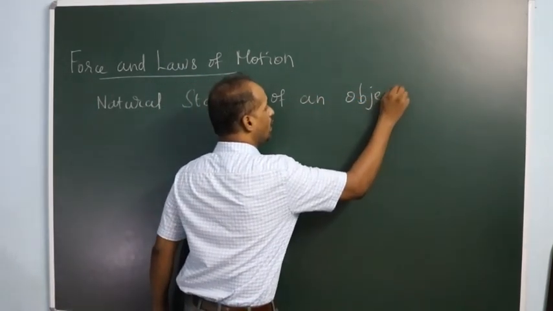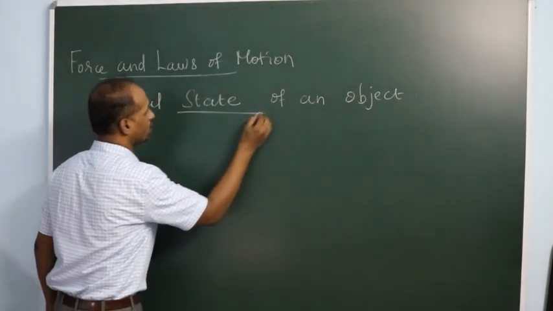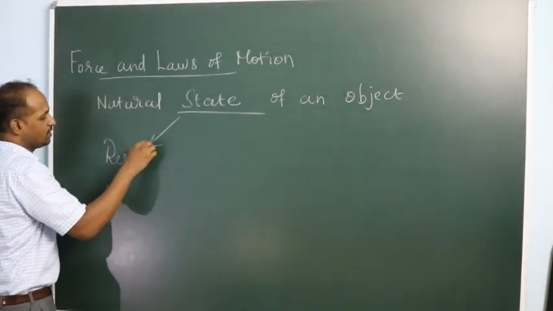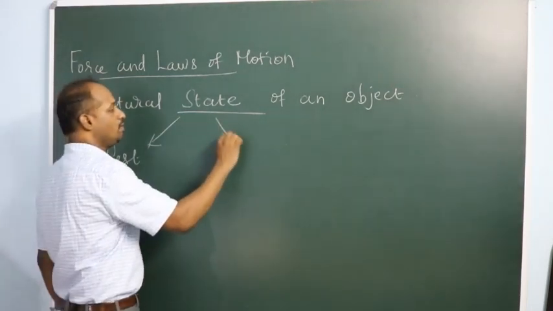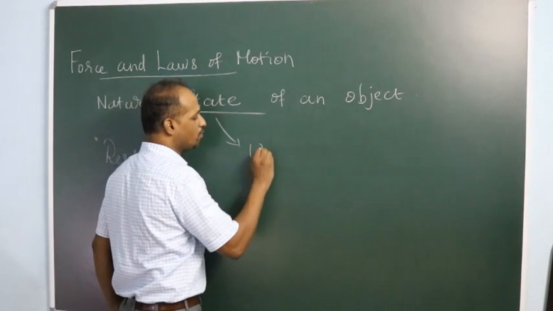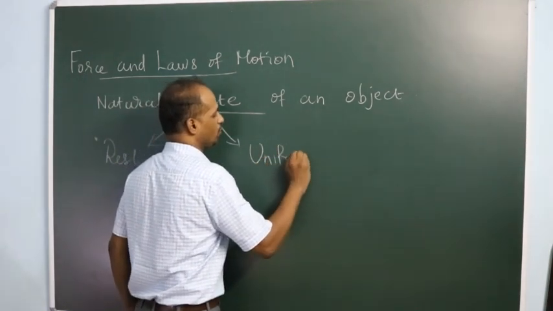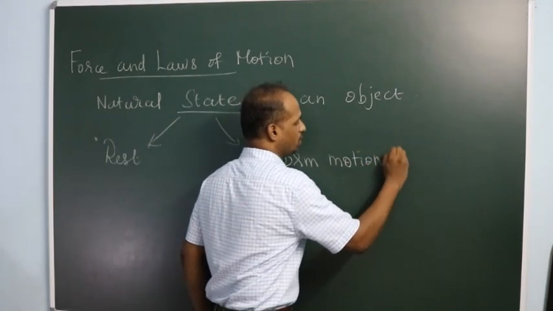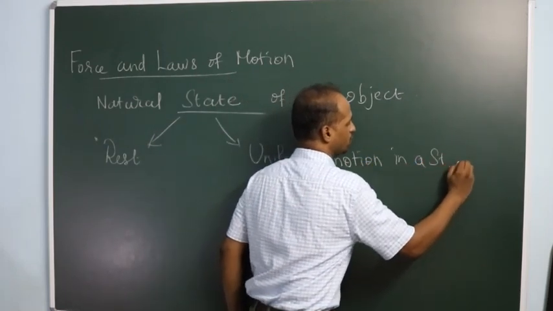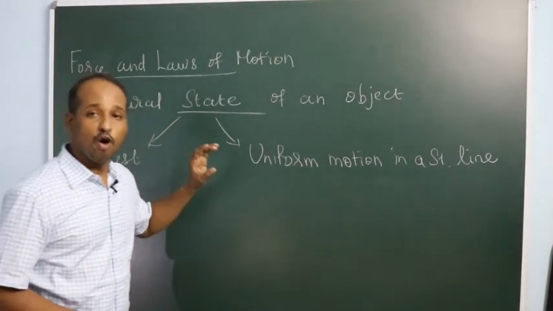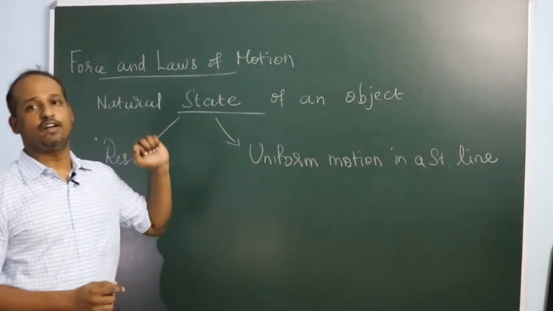It was long thought that rest is the natural state of an object. And Galileo and Newton proved that it's not just rest: uniform motion in a straight line is also a natural state of an object.